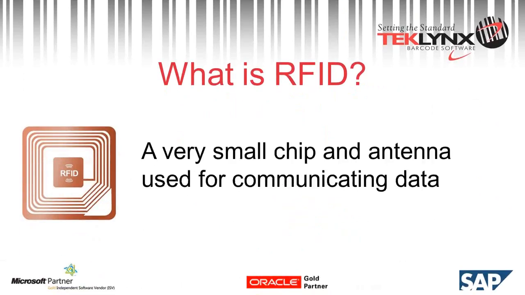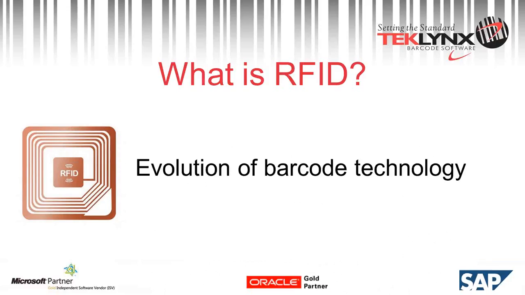Well, to start with, RFID in reality is just a very small chip attached to an antenna that is then used for communicating data through wireless signals. The technology itself is really just an evolution of barcode technology, and for the most part, the data that's usually encoded in an RFID tag is the same information that's encoded in a barcode, or historically has been encoded in a barcode.